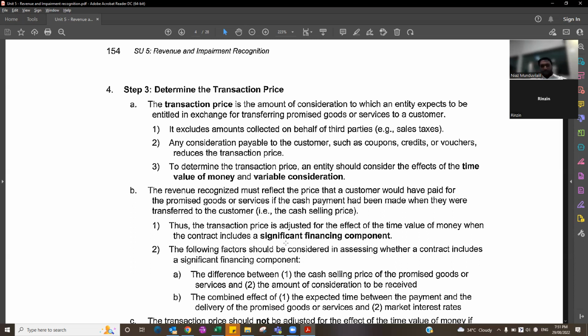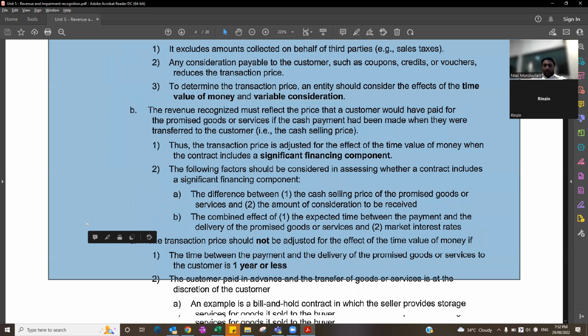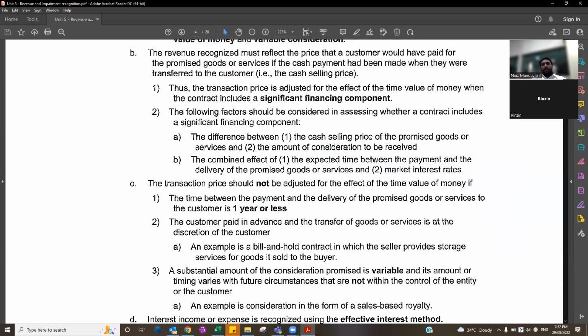Clear. Now, the following factors would be considered in assessing whether a contract includes a significant financing component. So, for example, we will take this example, 50,000 to her and 60,000 to you. You don't know whether there is a significant financing component or not. Now, what we are going to do is check it.